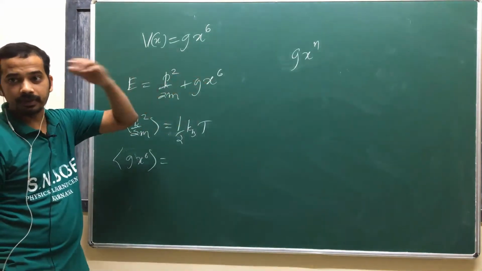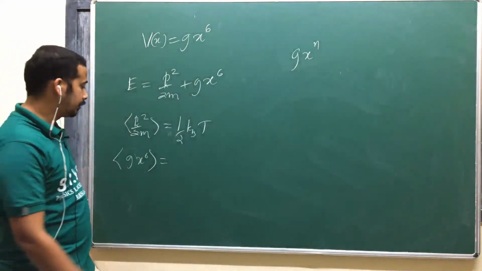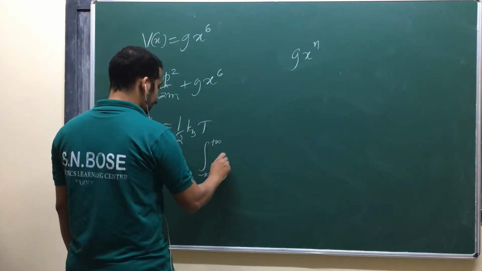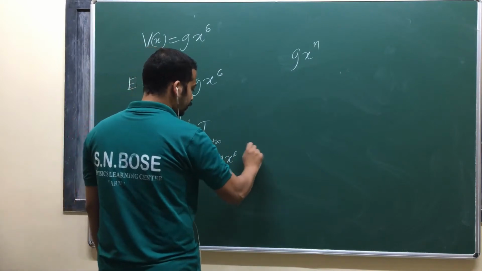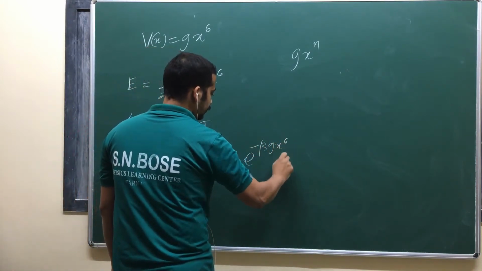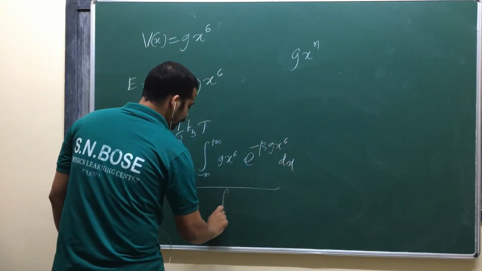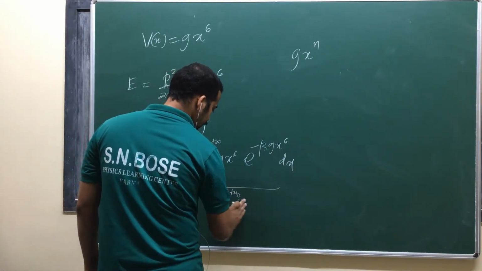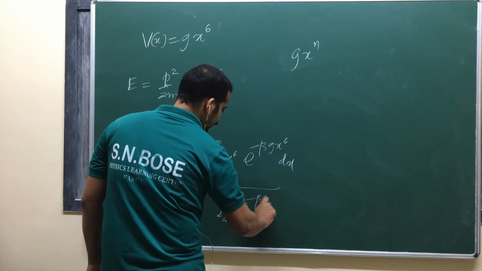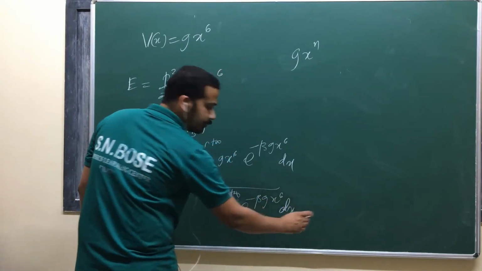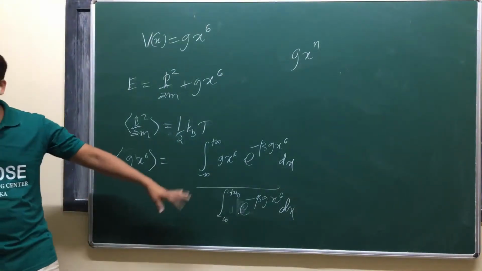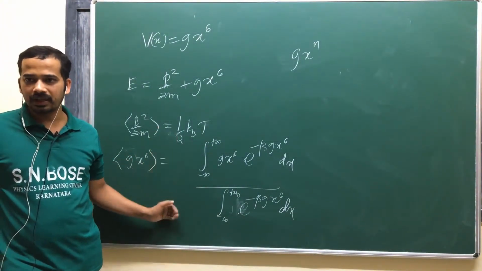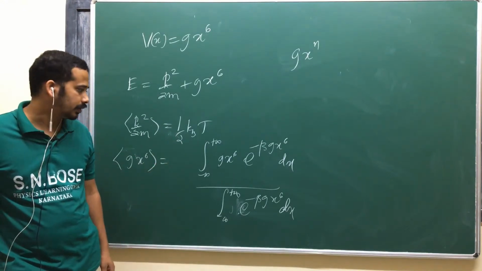Suppose you don't remember the generalized answer. That's equal to the integral from minus infinity to plus infinity of g x power 6 into e power minus beta g x power 6 dx, divided by the integral from minus infinity to plus infinity of e power minus beta g x power 6 dx. Am I right? That's the way of finding any average value, isn't it? Actually, the other portion will come, and those integrals will get cancelled in the numerator and denominator.